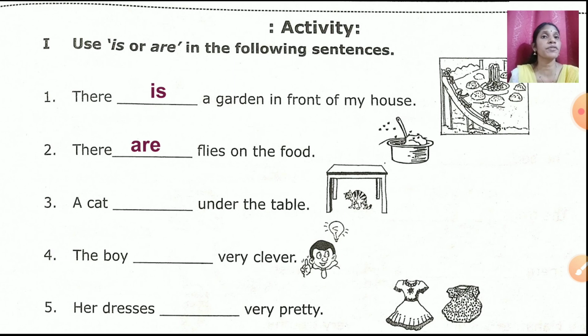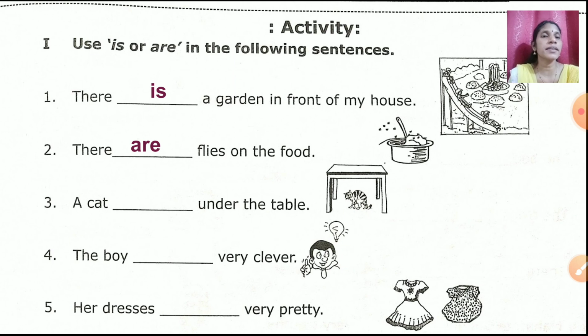Okay children, here we have to see the naming word also, and whether it is one or many. If it is one naming word, we will use is. If it is many naming words, we are supposed to write are. Okay, now the third one.